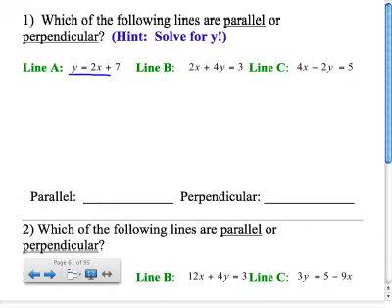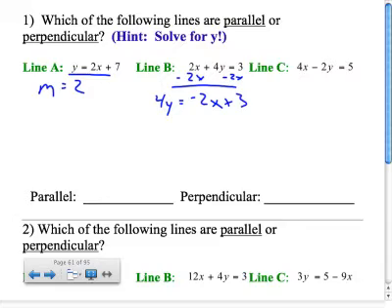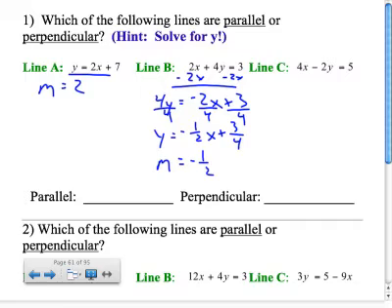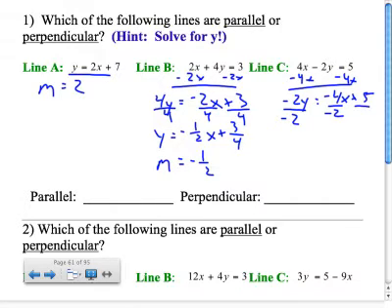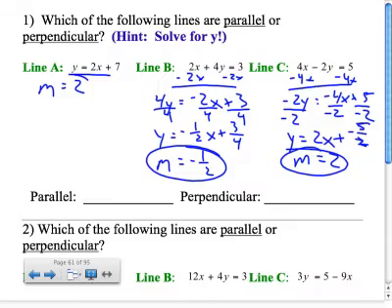So line A is already done for us. Slope is 2. Line B, I have to subtract 2x, and so I get 4y equals negative 2x plus 3. Divide every single term by 4. y equals negative 1/2 x plus 3/4. So my slope here is negative 1/2. And then line C, again, subtract 4x, and so I get negative 2y equals negative 4x plus 5. Divide every single term by negative 2, and so y equals 2x minus 5 over 2. And so the slope here is 2. So I have slope is 2, slope is negative 1/2, slope is 2.